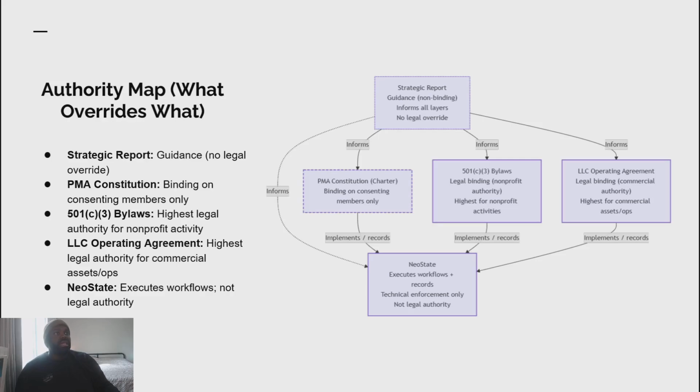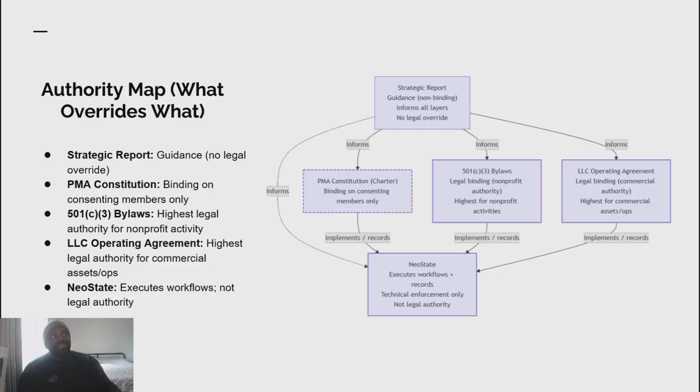To give a little more help in understanding these layers, here is the authority map of each layer. I have some notes. This map clarifies what governs what and where authority actually lives.